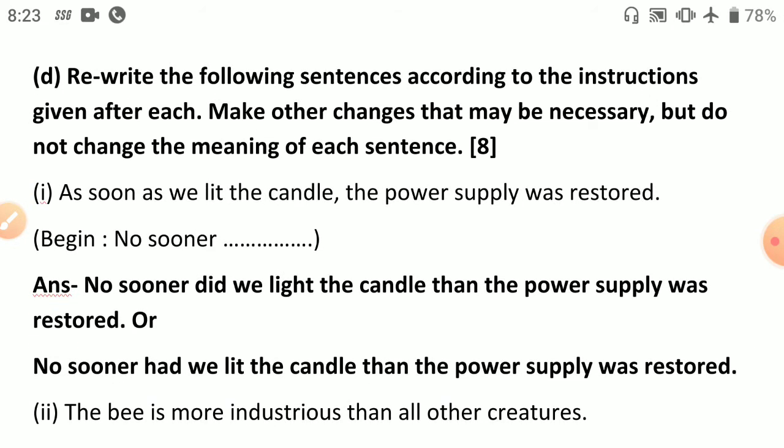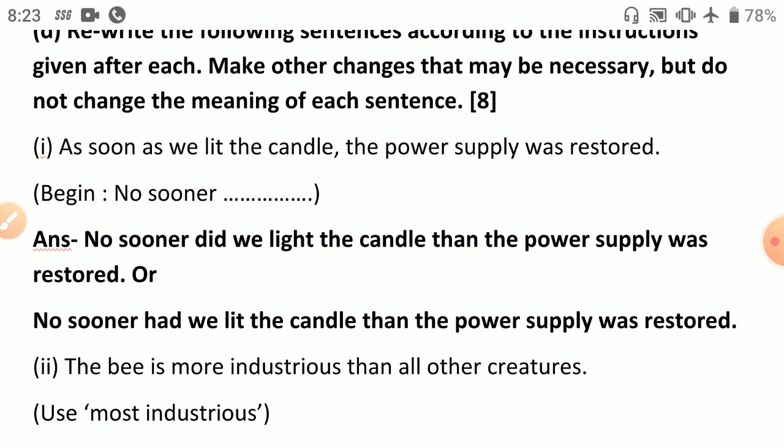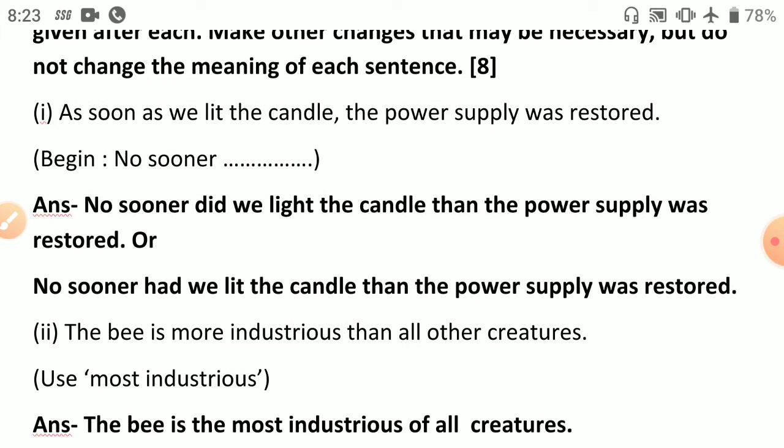That is the transformation of sentences. Here a lot of varieties you find. So the first one we have: as soon as we lit the candle, the power supply was restored. No sooner, very common, keeps on coming in the ICSE exam. No sooner did, we can write, no sooner did we light, because the past tense of light would be lit. So here we have to expand that from lit into did light. So no sooner did we light the candle than.